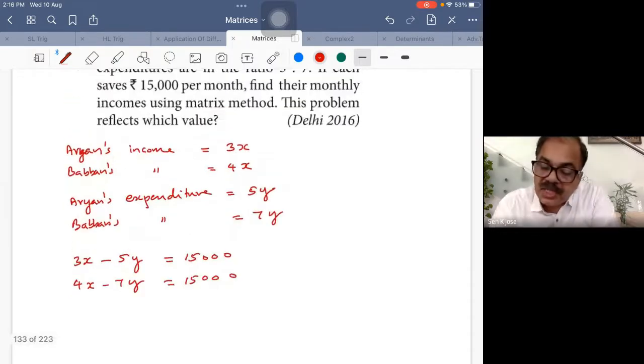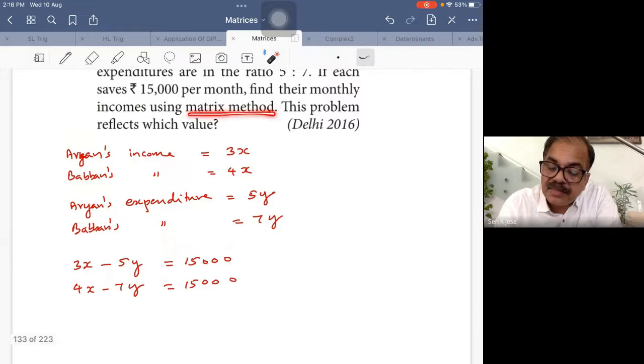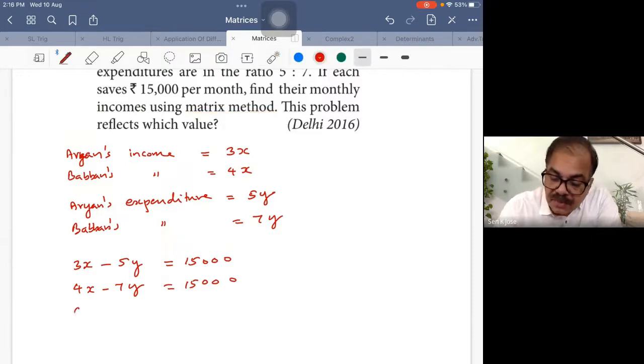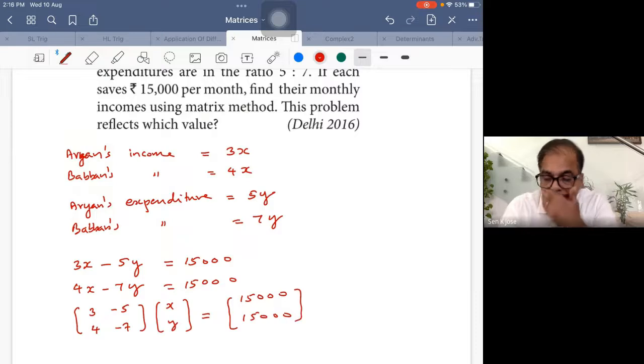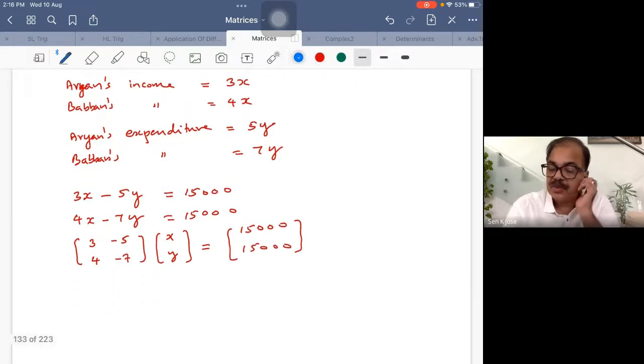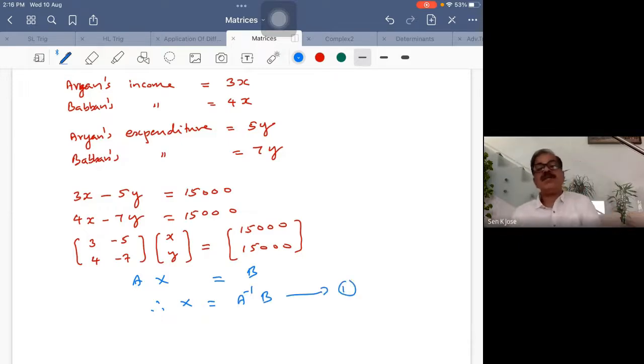So the question says solve this by matrix method. Yeah, so we convert it into a matrix form. It's [3, -5; 4, -7] into [x; y] is equal to [15,000; 15,000], which we call as AX is equal to B. Therefore, X is equal to A inverse into B, equation number 1. So I just have to calculate my A inverse now.